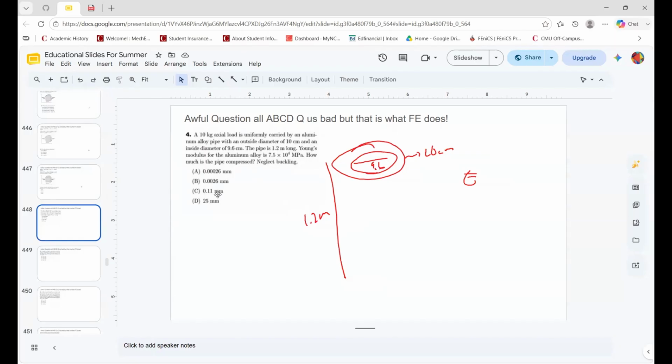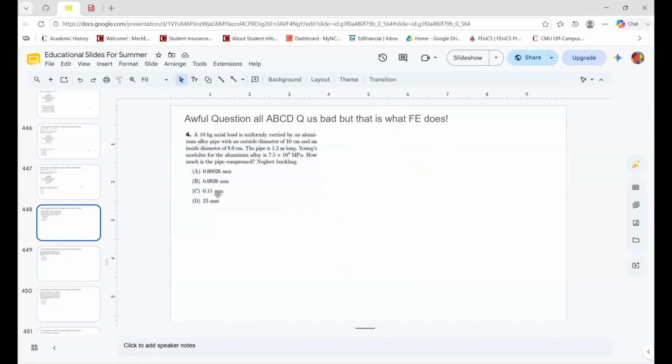A 10 kilogram axle load is uniformly carried by an aluminum pipe. I don't see the big problem with this question. I think it's basically using the same equation again, but the difference is the area is different. The area is this thing over here, I think. And you're just trying to figure out the area, which is basically the whole difference of this question.